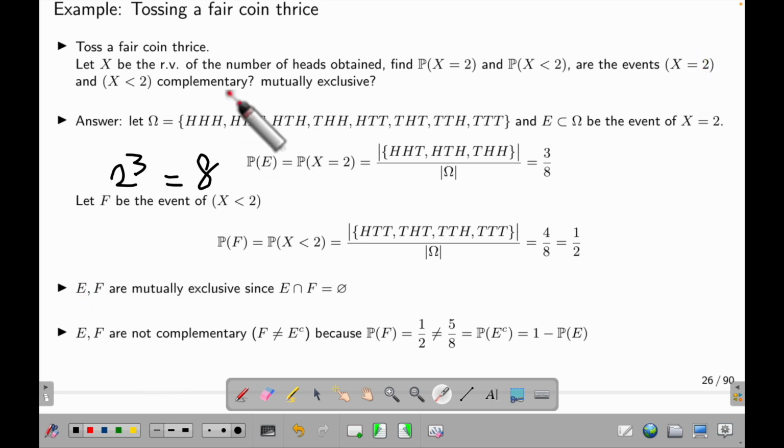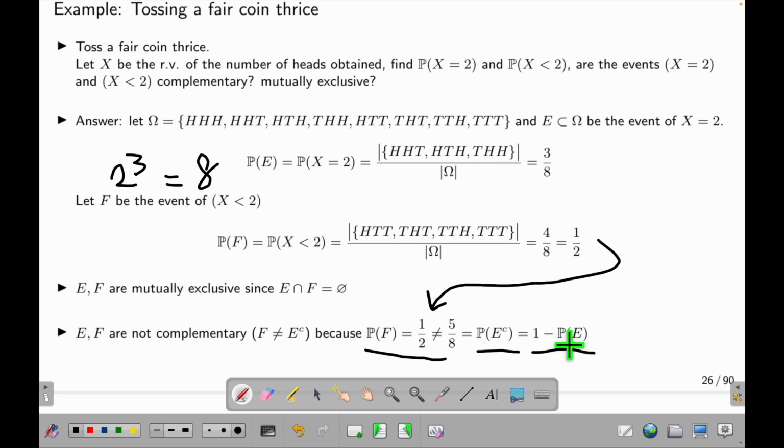And lastly, are these 2 events complementary? The complement of event E is denoted as E^C. Basically, it's the same as the whole set omega minus E. E and F are not complementary because the probability of F is half. And what's the probability of E^C? By definition, it will be 1 minus the probability of E. We know that the probability of E is 3/8. So if we subtract this from 1, it will be 5/8. These 2 numbers are not the same, so therefore they are not complementary events.